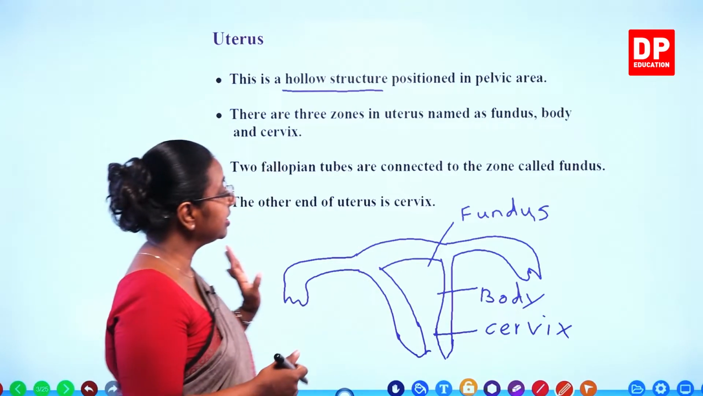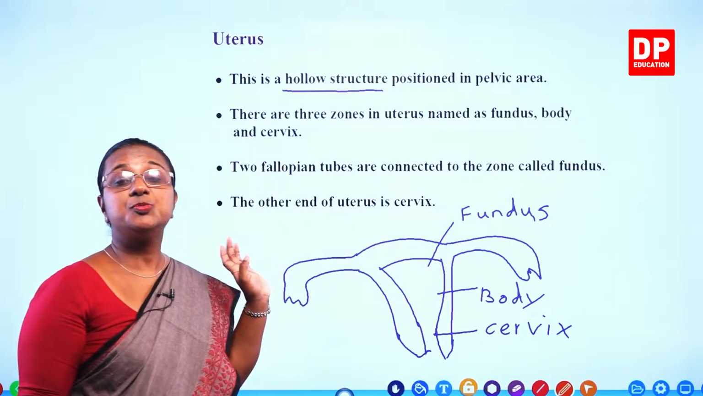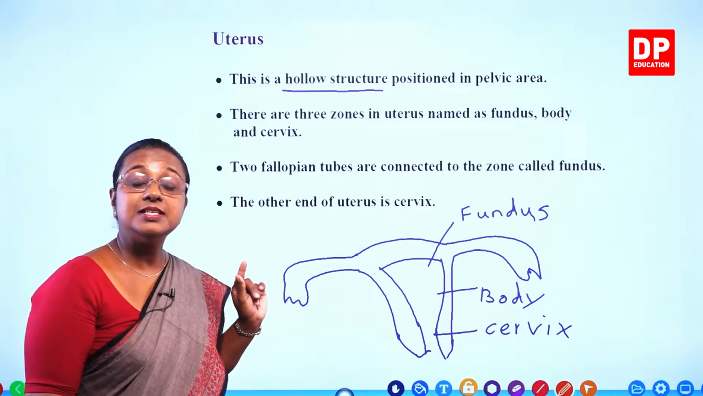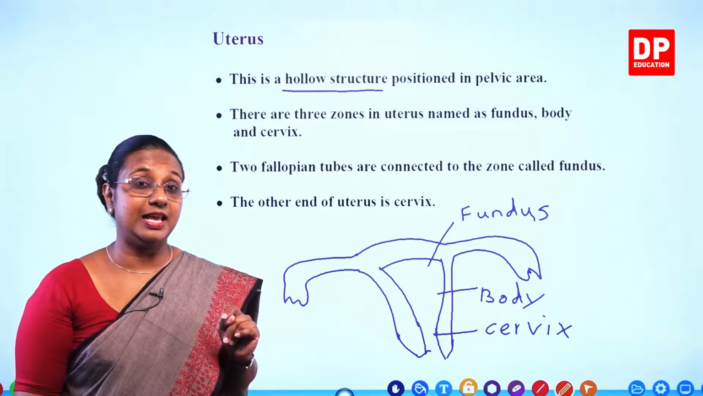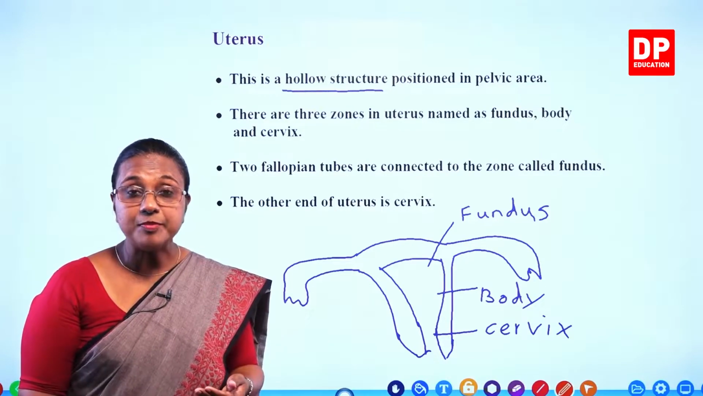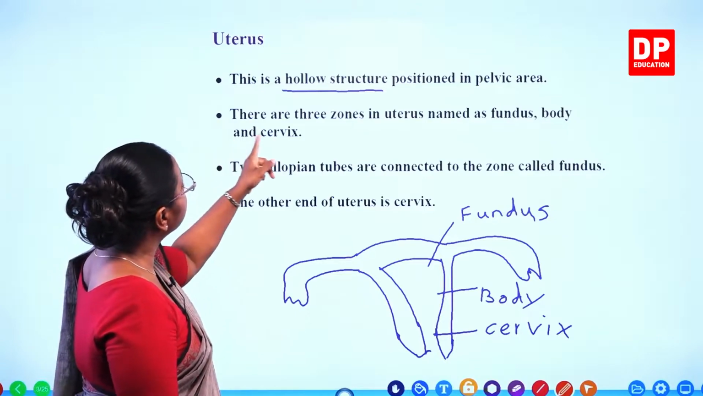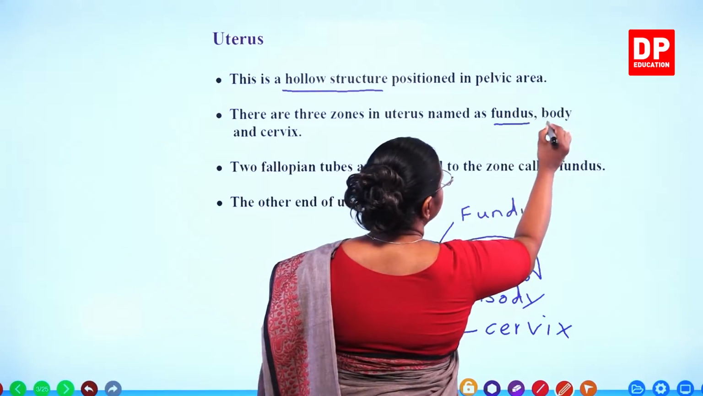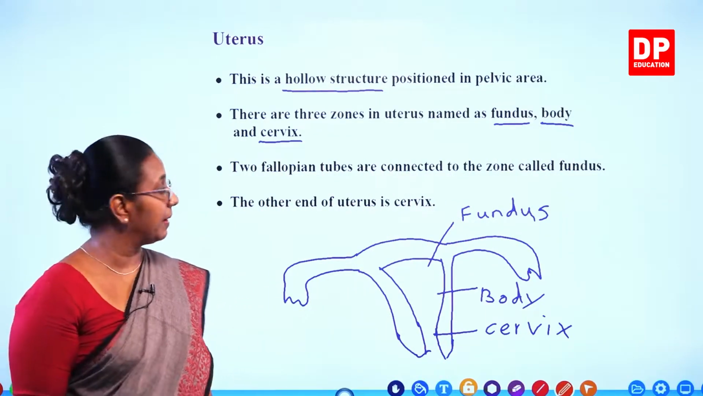So, that is the structure of a uterus. Inside there is space. That is why we call it a hollow structure positioned in the pelvic area. Again, I told you all, students, what the pelvic area is. It is below the abdomen, between the legs. That is the pelvic area. There are three zones in the uterus named fundus, body and cervix. I have shown you all three parts.